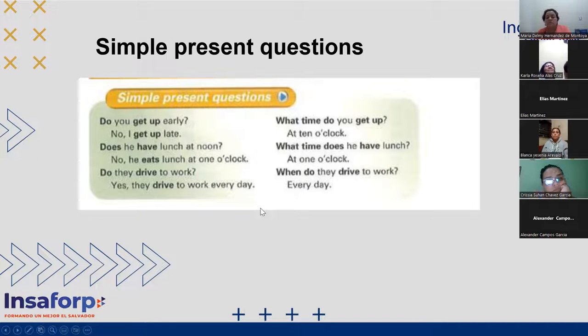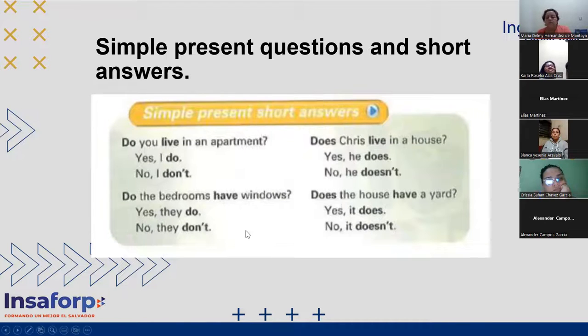Okay, good. Aquí tenemos los ejemplos. Ok, con las preguntas cortas, respuestas cortas. Do you live in an apartment? Yes, I do. Or no, I don't. Ok. Does Chris live in a house? Yes, he does. Or no, he doesn't.